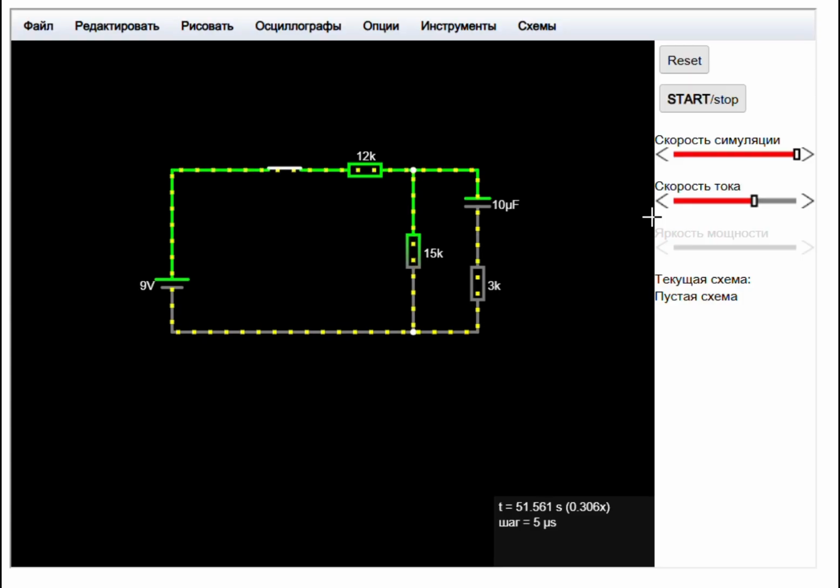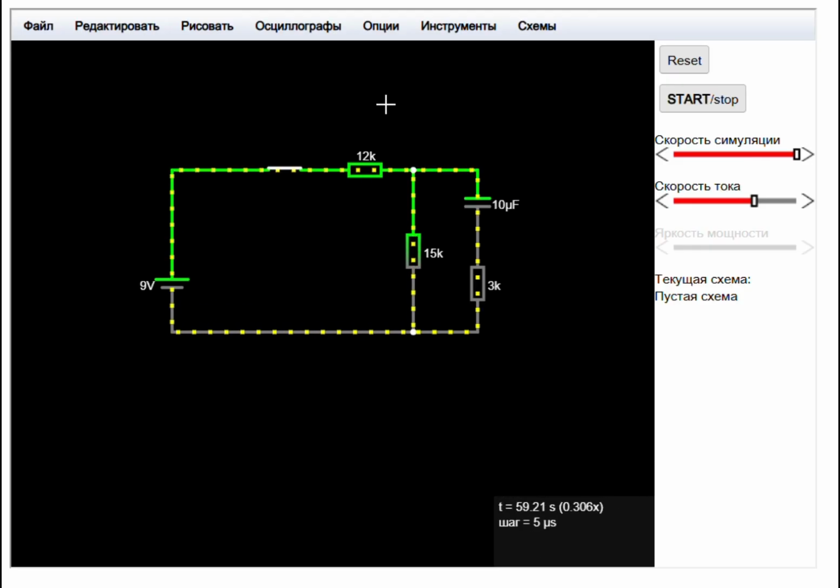If we come to the simulation part, we can see that we have 20 kilo ohms and 15 kilo ohms, and located parallel to them 3 kilo ohms in series with 10 microfarads, which is the capacitor.